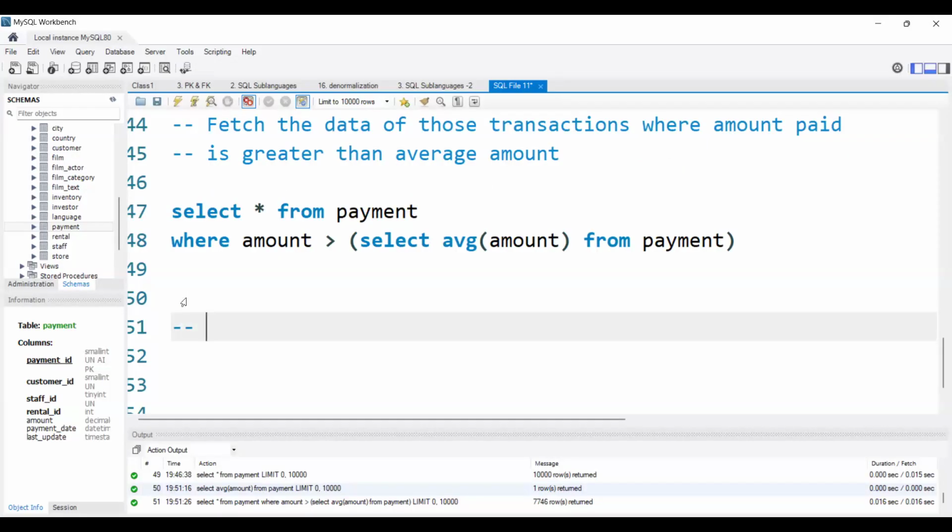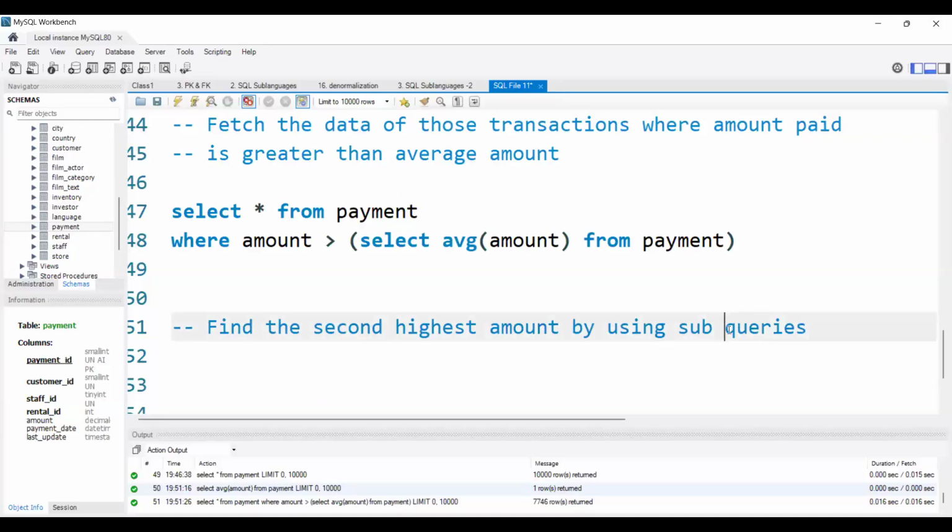now let me solve one more question here. From the payment table only, find the second highest amount. I'll write it directly as the question: from the payment table, find the second highest amount, by using subqueries.